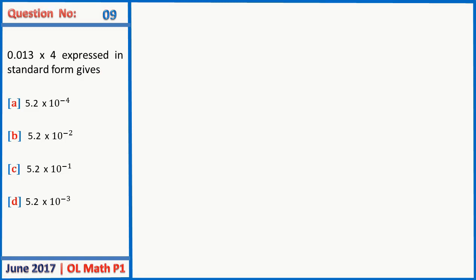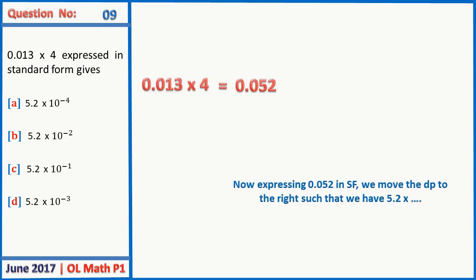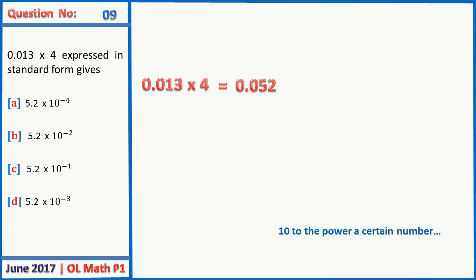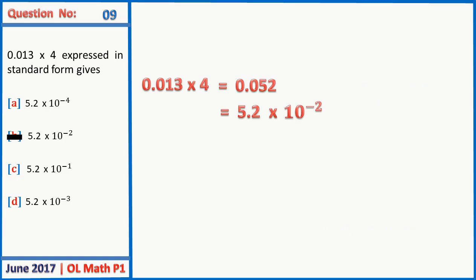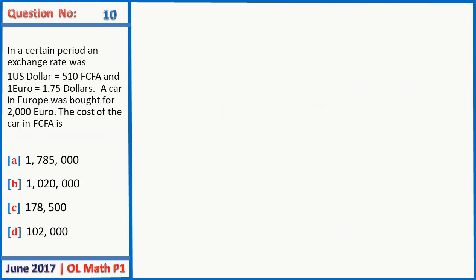Question number 9. We have 0.013 times 4 expressed in standard form. First of all, simplify. And know that the number in standard form is written as a times 10 to the power n, where n is an integer and a lies between 1 and 10. So simplifying gives us 0.052. In standard form, this number will be of the form 5.2 times 10 to the power of a certain number. Note that when we move the decimal point to the right 2 times, it means we are multiplying by 10 to the power negative 2. So the key is 5.2 times 10 to the power minus 2.